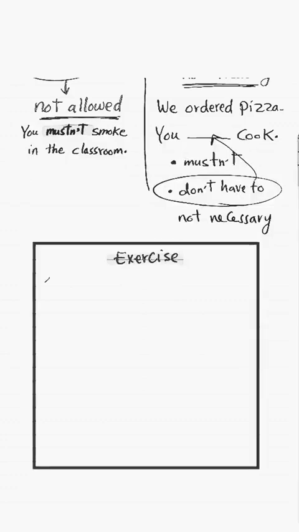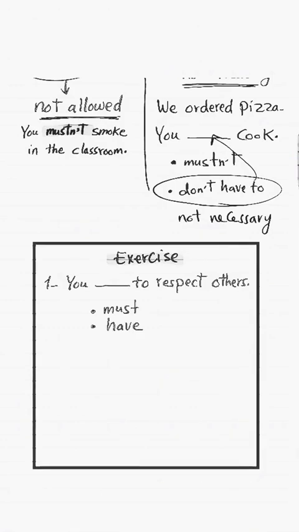Okay, let's practice. You blank to respect others. You must to respect others, or you have to respect others. To is in the question here, and you know that to doesn't come with must, or must doesn't take to, but have takes to. So the answer is have to. You have to respect others.